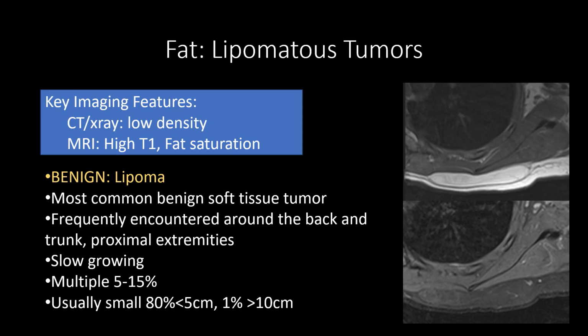Our benign fatty tumor, everybody knows this, is a lipoma. It's the most common benign soft tissue tumor. It's frequently in the neck or in the back. It's slow growing, it can be multiple, and it's usually small.